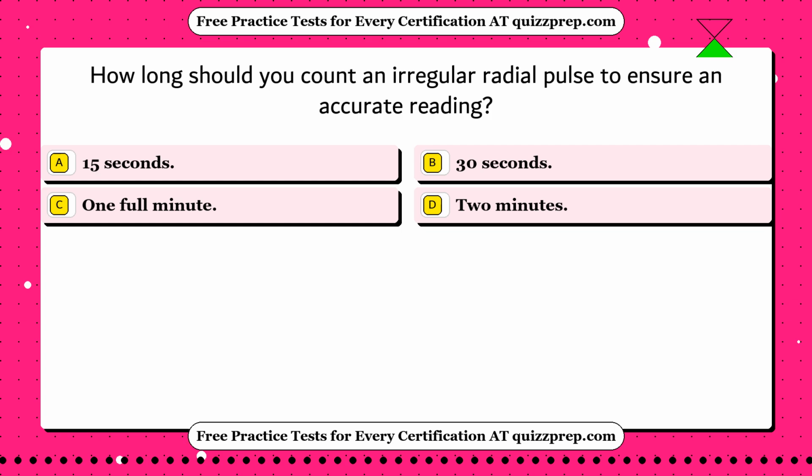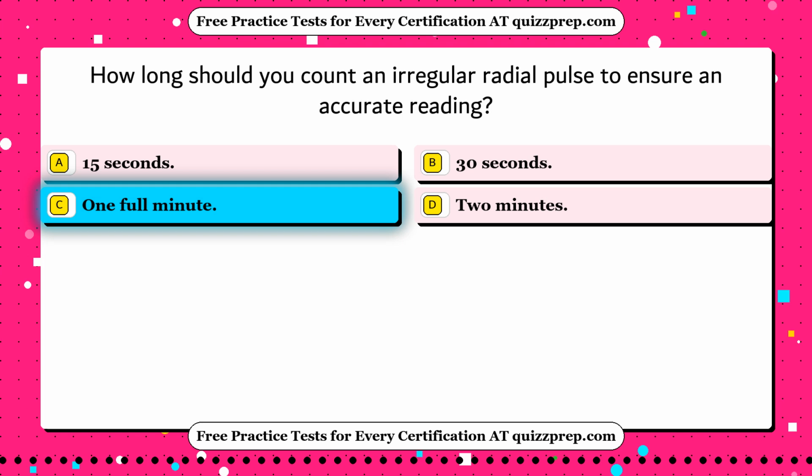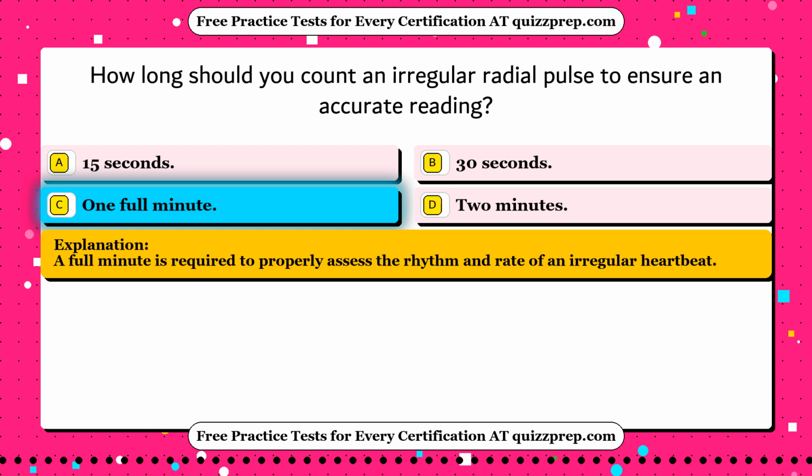Question 67. How long should you count an irregular radial pulse to ensure an accurate reading? Option A 15 seconds. Option B 30 seconds. Option C 1 full minute. Option D 2 minutes. The correct answer is option C, 1 full minute. A full minute is required to properly assess the rhythm and rate of an irregular heartbeat.